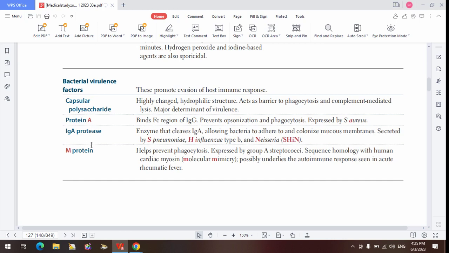The next one is IgA protease, that is common to three organisms. The Shin, we've talked about the Shin a lot, and this is not even the last time we are going to mention them. We're also going to mention them again when we're talking about bacterial genetics. So we have to know these guys a lot. We have to master the Shin. They also express IgA protease.